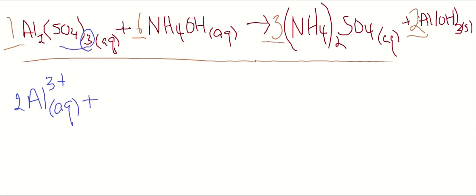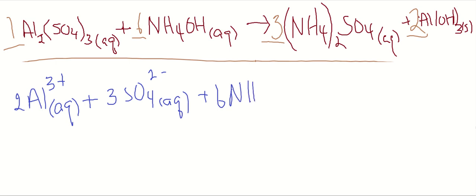Now there's 3 moles of sulfate for every 2 moles of aluminum. So 3 SO4s, and they have a 2 negative charge, and put AQ to indicate that they are dissociated. We have 6 ammonium ions, 6 moles, AQ. And don't forget to distribute that there to the hydroxides as well. So equal mole ratio for hydroxides. They have a 1 negative charge, AQ.